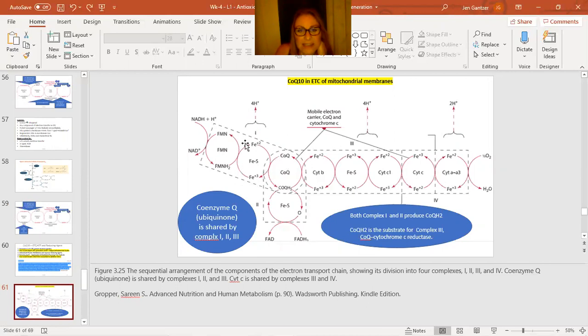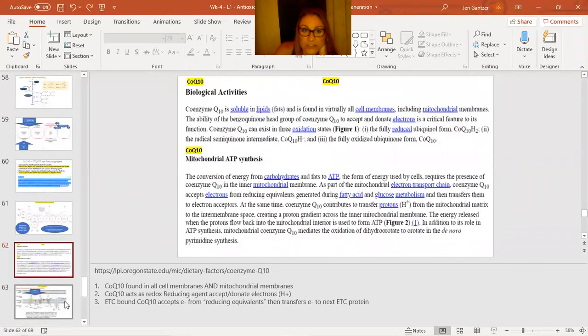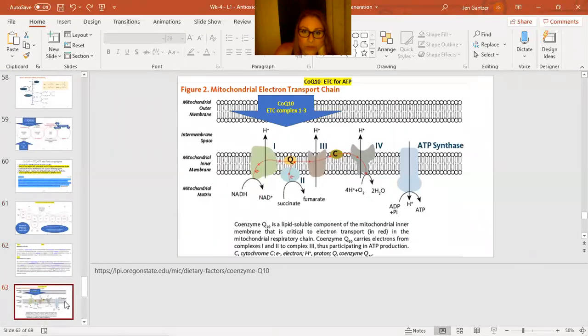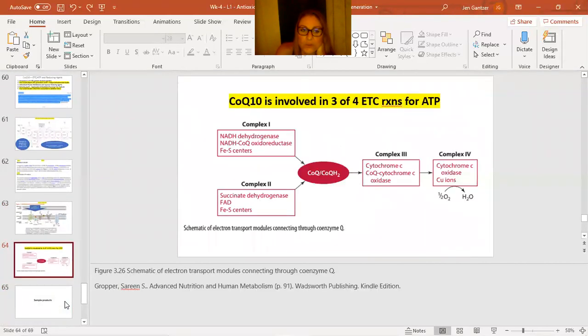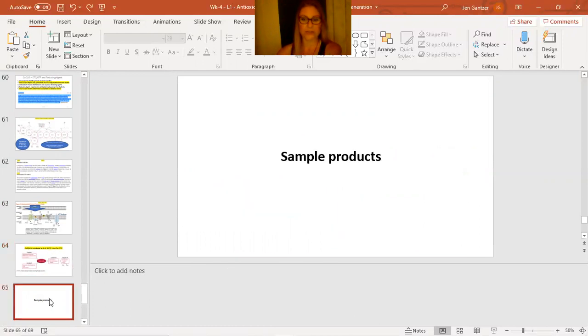By now you should recognize this iron sulfur complex, which we learned is a redox state of iron. And then over here we've got our cytochrome C, which is the heme iron with copper, which we learned in our biochem. So this is another picture of the electron transport chain and the CoQ10. All I want you to recognize is that CoQ10 is in 3 of the 4 reactions for protein electron transfers of the 4 protein electron transport chain.